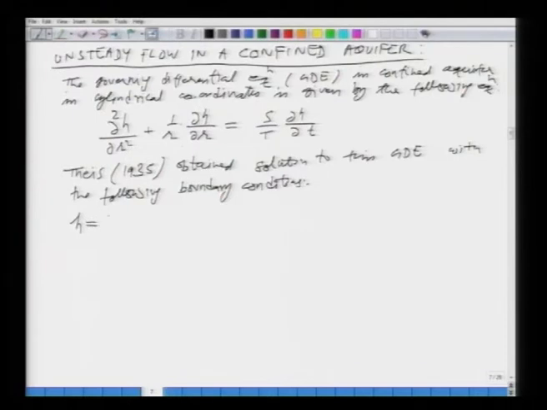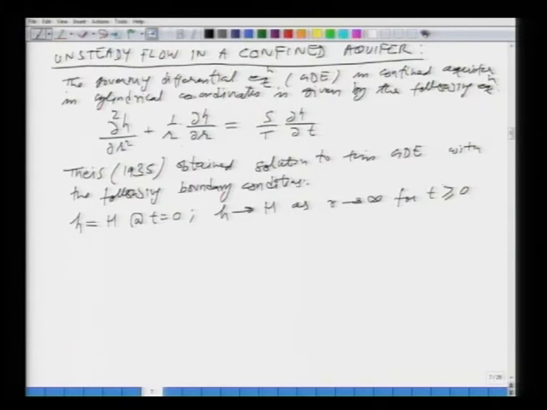H is equal to capital H, the height of the piezometric surface at t equal to 0 is equal to some capital H, and that is number 1. And then what he said is that this height of the piezometric surface approaches towards the original value as r tends to infinity, or you go very far away from the well, for times which are larger than 0.